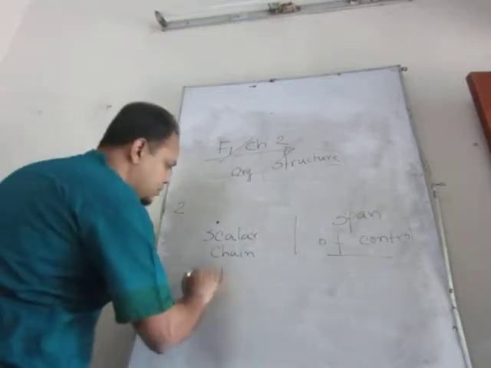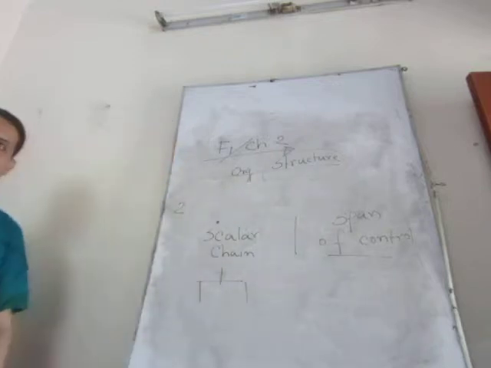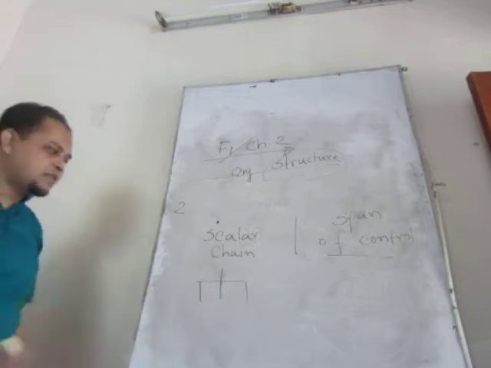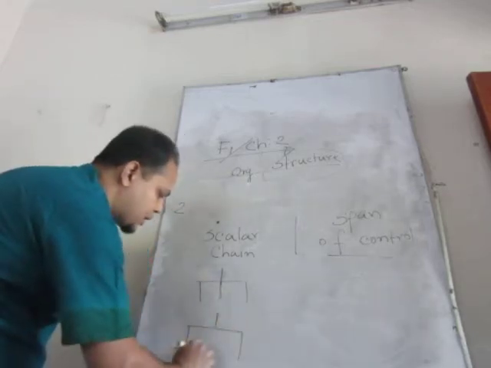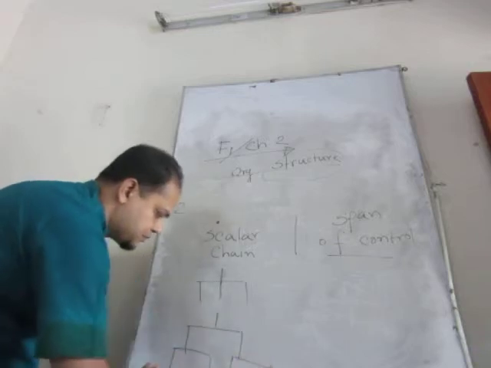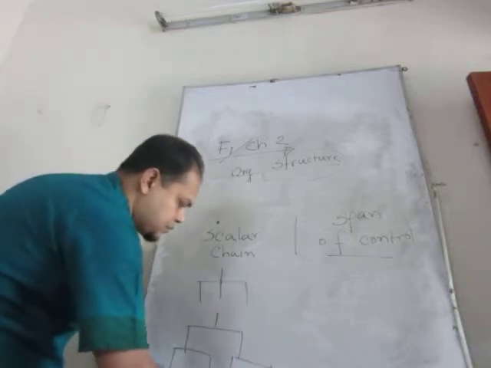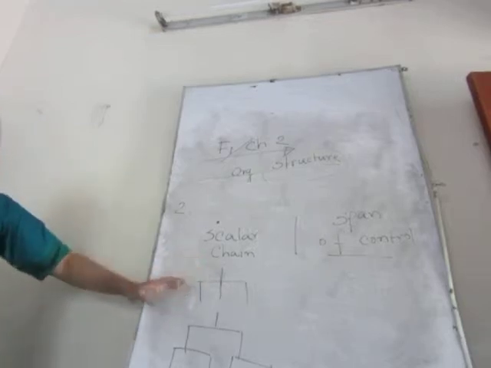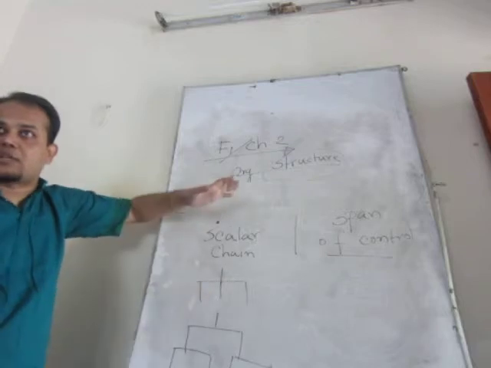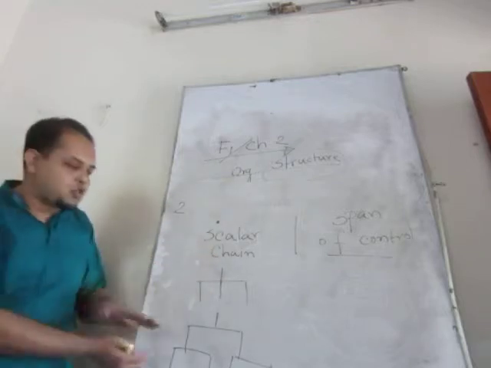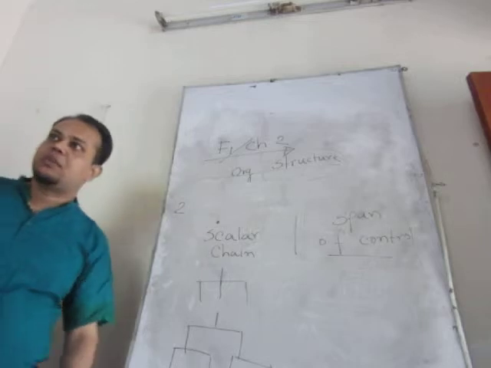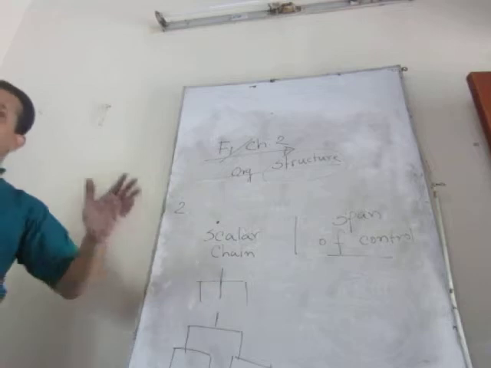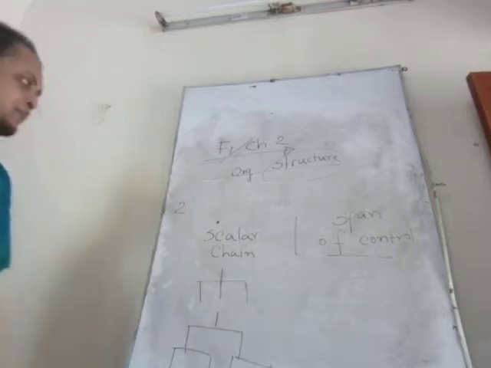So the chain may be just like this one, only two levels, right? Or the scalar chain may be just like this one. So you can say this is a wide scalar chain and this is a tall structure. In the case of a tall structure, there will be a large number of positions and organizational levels, right? In the wide structure, there will be fewer organizational levels. This is the scalar chain.